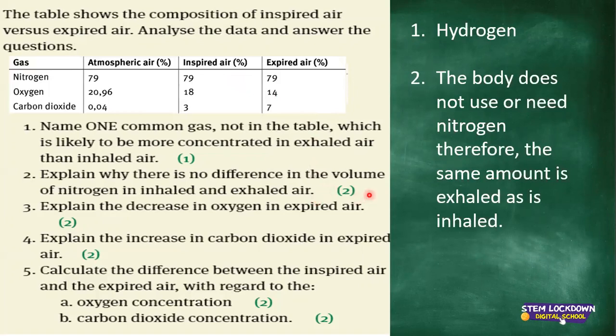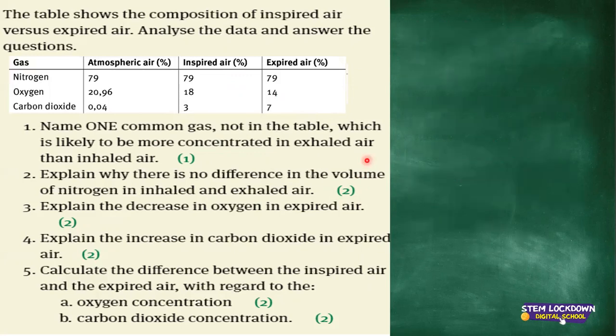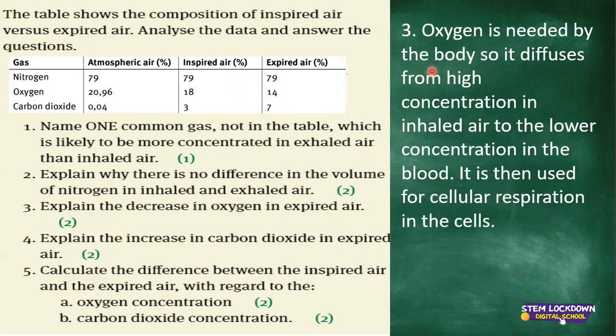And then question 3 is explain, oh, I don't want to show the answer. Explain why there is no difference. Okay, no, it's the same question. Explain the decrease in oxygen in expired air. I've just explained that one. Oxygen is needed by the body, so it will diffuse from a high concentration in inhaled air to the lower concentration in the blood. It is then used for cellular respiration in the cells.